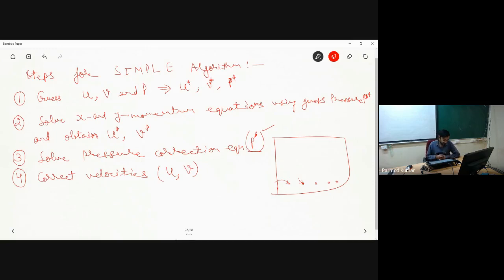Once we have got values for correct U and V, we stop, or what do we have to do? Sir, P also. Yes, U, V and P. What will we do after that? Repeat the same until convergence is achieved. So after that we will check for convergence. What do you mean by convergence?